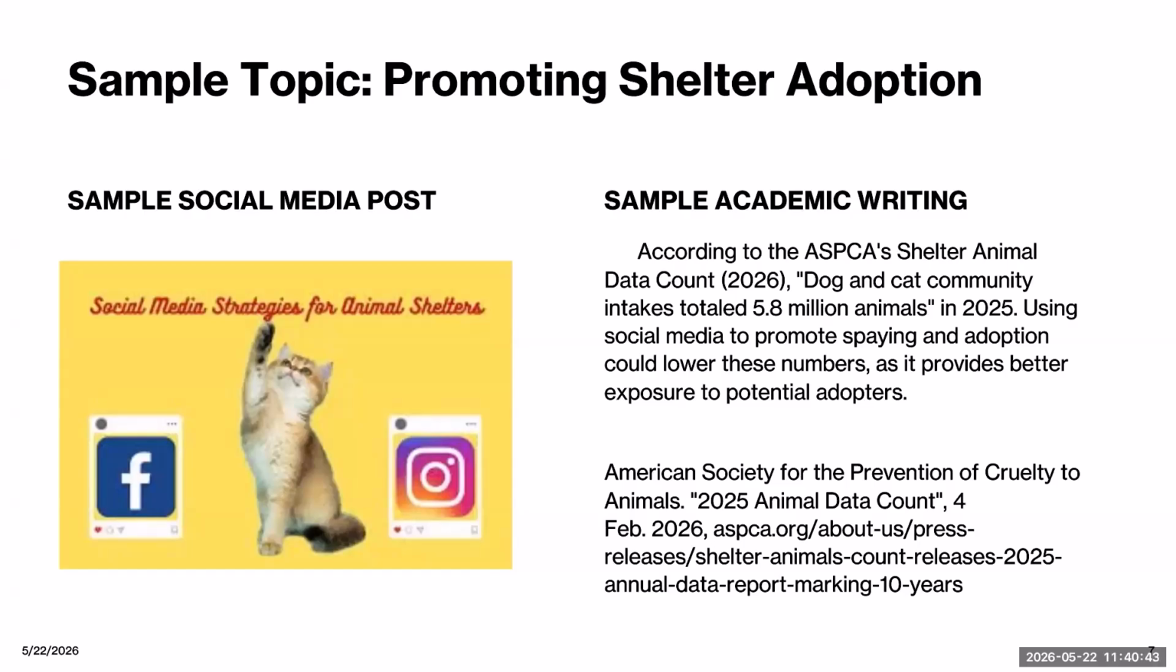So, according to the ASPCA's shelter animal data count, dog and cat community intakes totaled 5.8 million animals in 2025. And now you provide some paraphrased information. Using social media to promote spaying and adoption could lower these numbers, as it provides better exposure to potential adopters. Why do I know that's a paraphrase? Well, you might think about that and say, well, yeah, using social media makes sense. But why? And of course, you need to back up your claims that it could with sources.